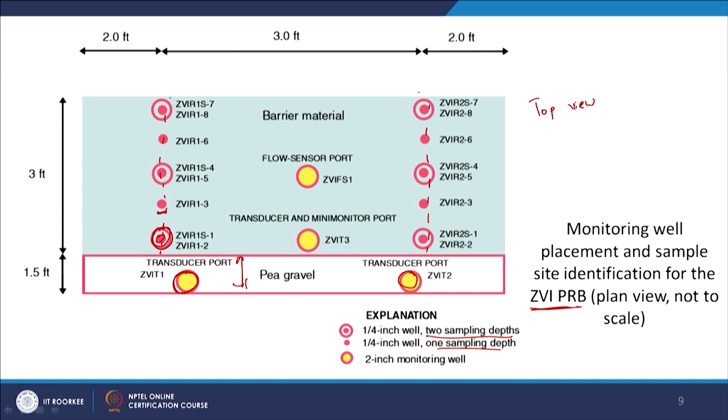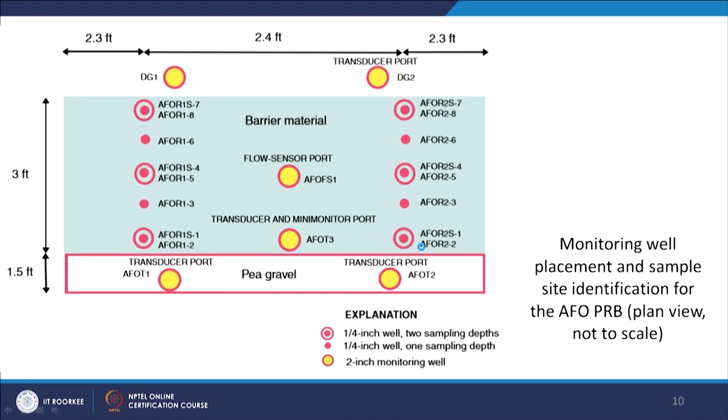Inside the PRB you have 2 rows of them, row 1 and row 2, right. And again, barrier material, obviously all this is zero valent iron, and you have different sensors here again, and 2 feet from the sides, that's the placement of the relevant rows. This is with respect to zero valent iron. And for this same case, more or less, with respect to the AFO PRB, right.